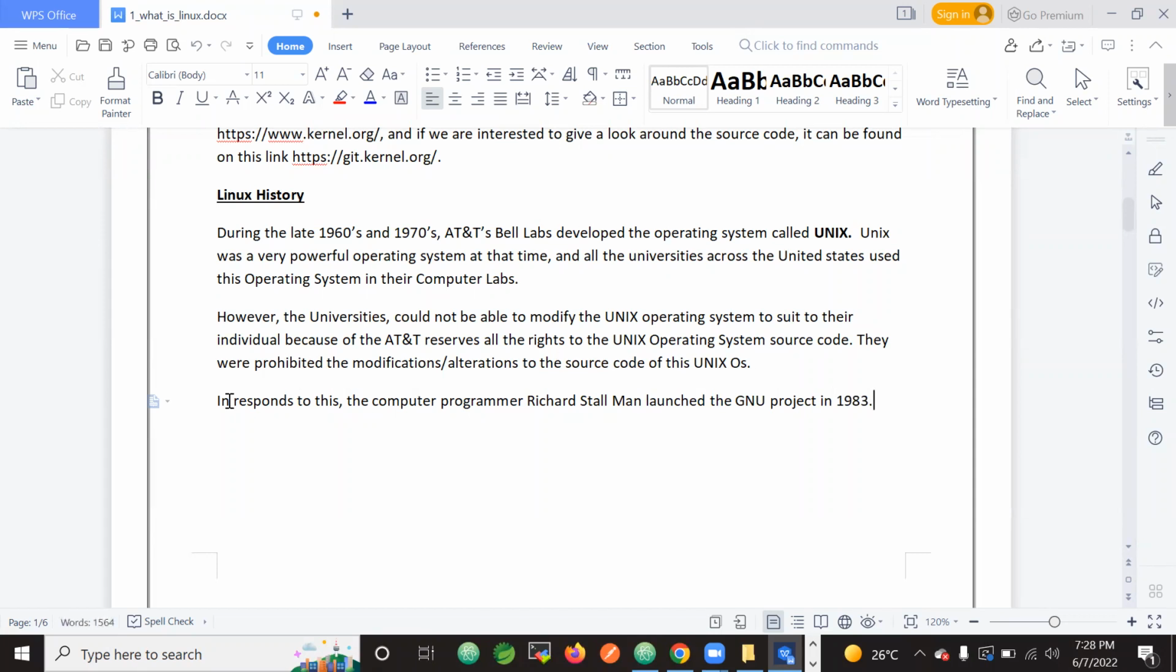In response to this. Meaning what? When the source code rights are reserved by the persons who developed it, then what is the point of using that operating system? We are paying the money, but we don't have control over the source code of it, so why should we pay the money to them, right? So that is the reason the computer programmer Richard Stallman, I will show you his picture.